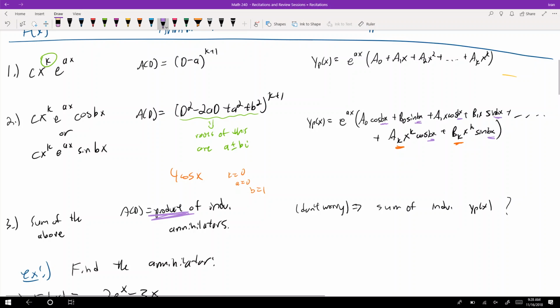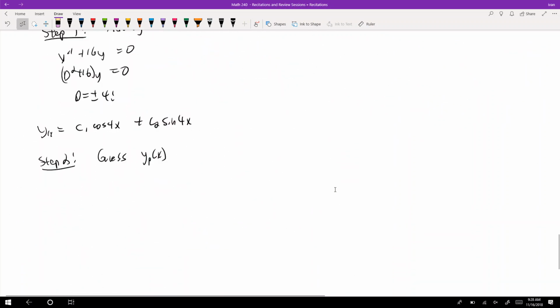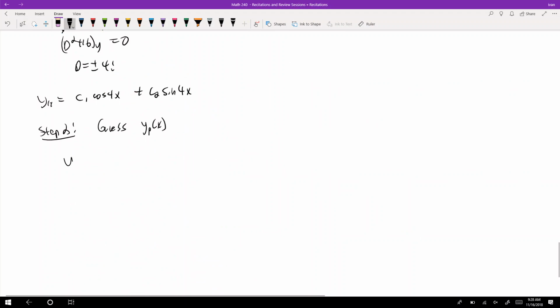Okay, anyways, since b is 1, we would have just gotten a naught cosine x and b naught sine x anyways. So guess yp of x. So yp of x is a naught cosine x plus b naught sine x. And I'm just going to drop the naughts again, the subscript zeros, because they get really annoying to write when you have to do this over and over. Okay, step 3 is to plug in the original.